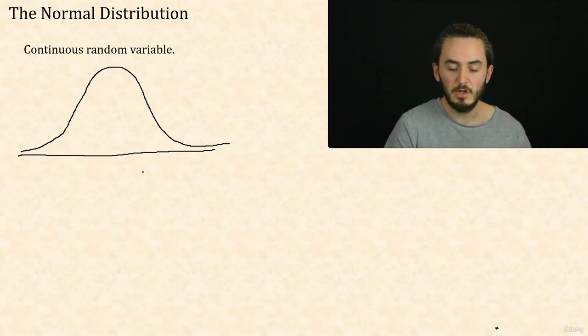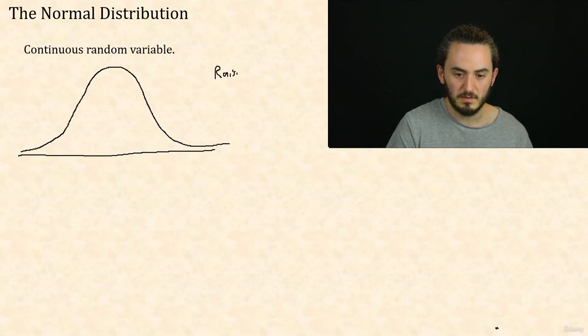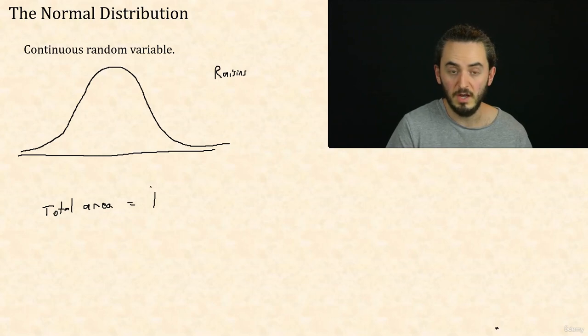So let's say we're looking at raisins here. So what do we mean by area being probability? Well, the raisin has to take some weight, so it's going to fall somewhere in here, which means that the total area has to be 1. So normal distribution is a continuous random variable, so it's a smooth curve. The total area under it is 1.